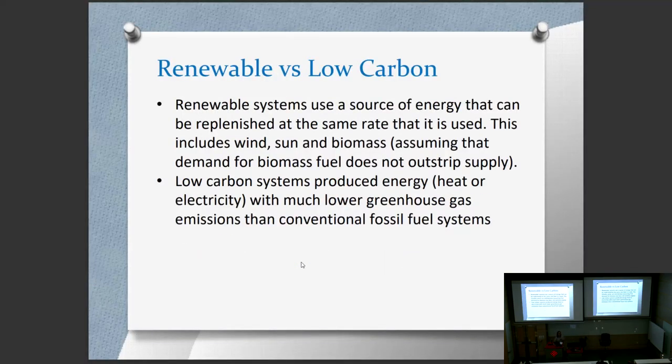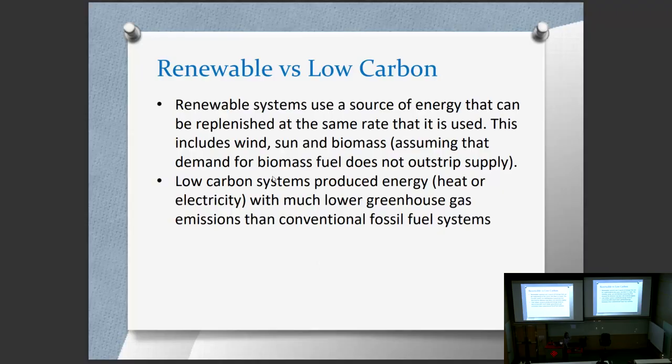And so up to now, we talk about renewable energy, right? Renewable system. But you have to understand that renewable doesn't mean low carbon. So renewable system use a source of energy that can be replenished, can be refueled, at the same rate that it is used. So it includes the wind energy, sun, solar energy, biomass. So these are generally treated as renewable.